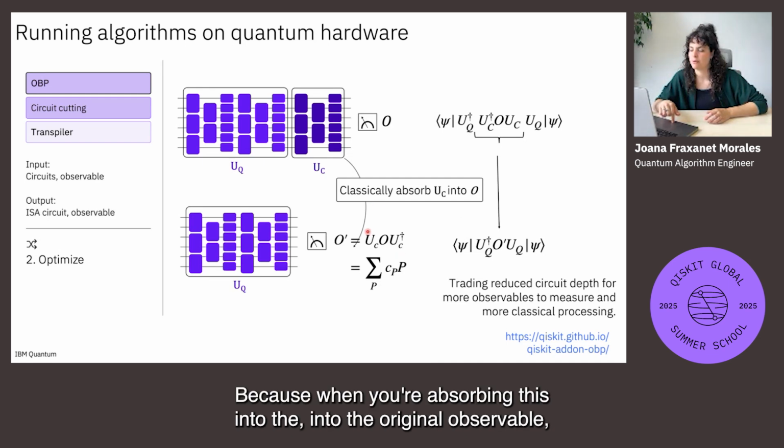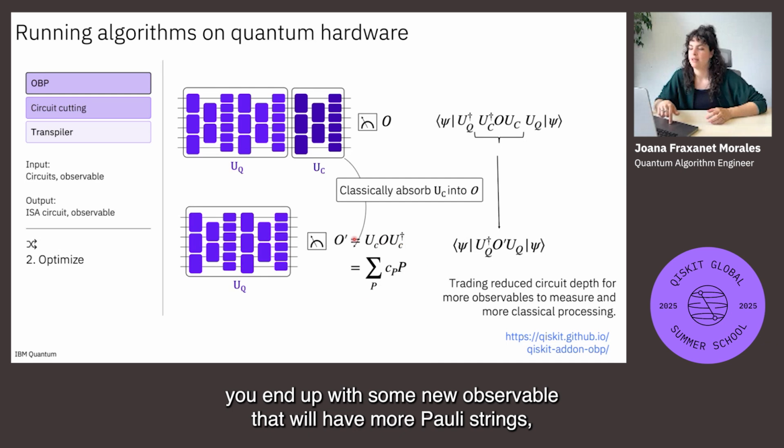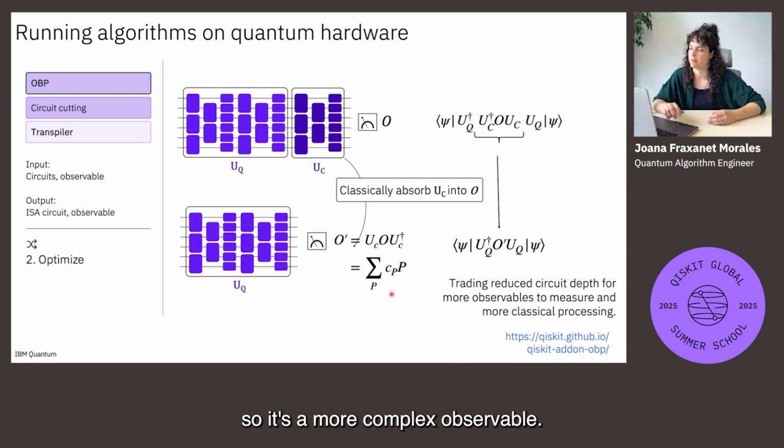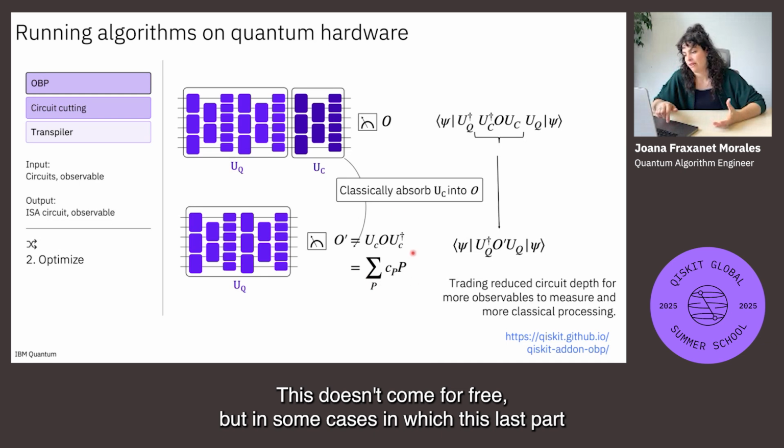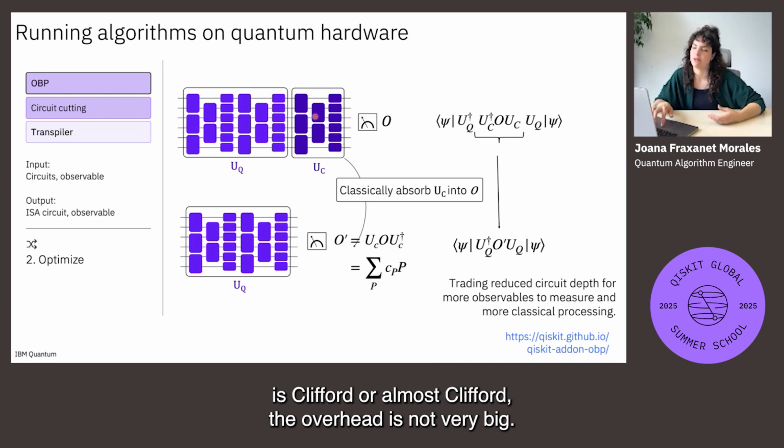Because when you're absorbing this into the original observable, you end up with some new observable that will have more Pauli strings, so it's a more complex observable. This is more difficult to measure, but we've reduced the size of the circuit. This doesn't come for free then, but in some cases in which this last part is Clifford or almost Clifford, the overhead is not very big.